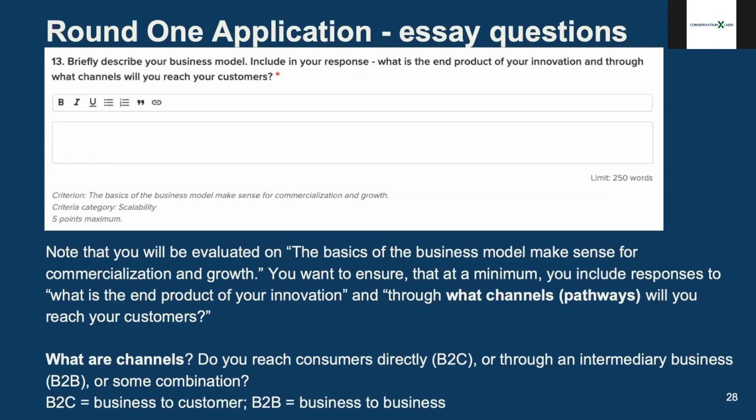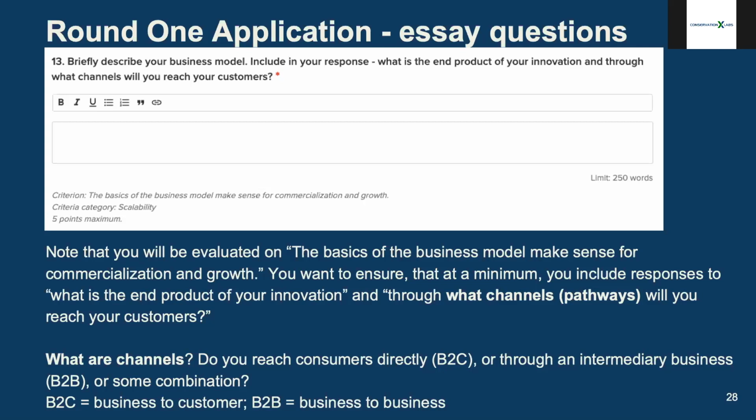So question 13 here is to briefly describe your business model. Include in your response what is the end product of your innovation and through what channels will you reach your customers? Note that you'll be evaluated on the basics of the business model and that those make sense for commercialization and growth. You want to ensure that at a minimum, you include responses to what is the end product of your innovation and through what channels, in other words, pathways, will you reach your customers?